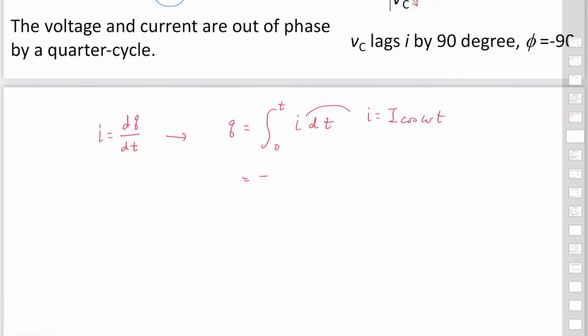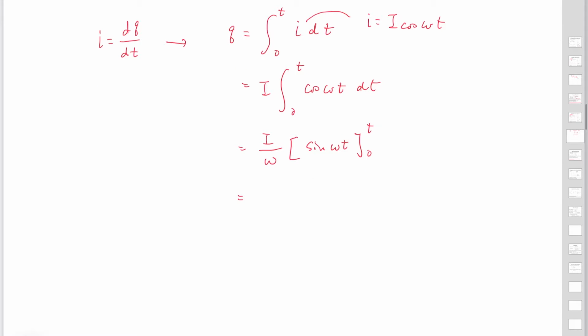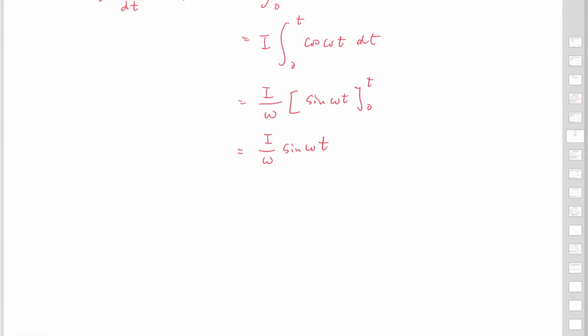I is a constant, so it moves outside the integral. The integral of cosine omega t dt becomes I over omega sine omega t, evaluated from 0. If you substitute t equals 0, sine 0 is 0. So it equals I over omega sine omega t. We'd like to express this equation with the cosine function: I over omega cosine omega t minus pi over 2.